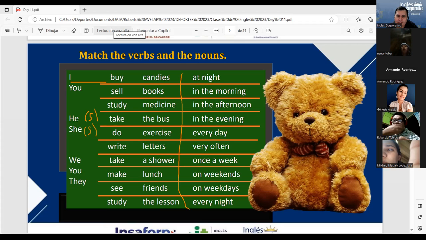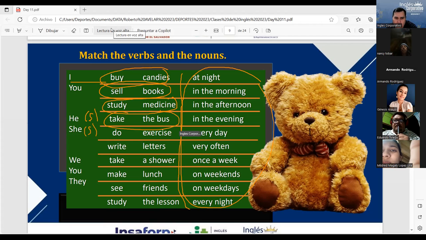So these ones, all of these ones can be combined with all of this. These are one. Sell books, study medicine, okay? Or take the bus. So they go like that. Do exercise, write letters, take a shower, make lunch, see friends, study the lesson. They are one. But you combine them with the one that you want.